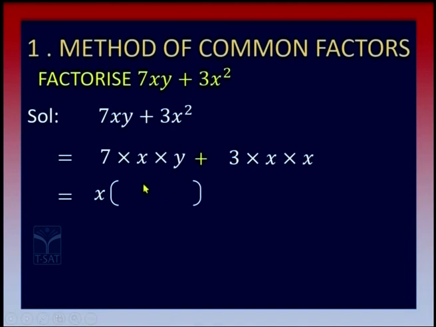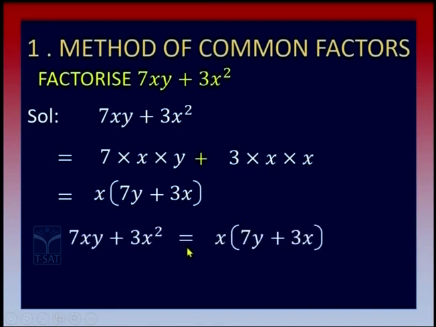What are the leftover terms? Let us see. In the first part you have taken x common, x is taken outside. What are the terms remaining here? 7 and y. So, we write it as 7y. The leftover part is 7y from the first term, and what is the remaining term in the second part? Here one x is taken outside. So, the leftover part is 3x. Thus, 7xy plus 3x square is written as x into 7y plus 3x.